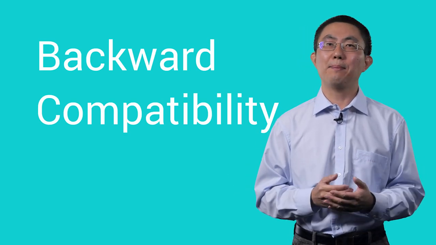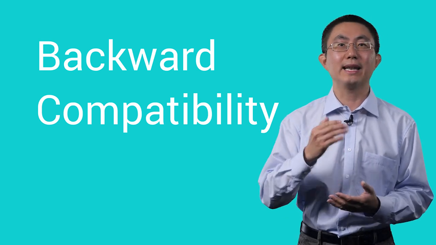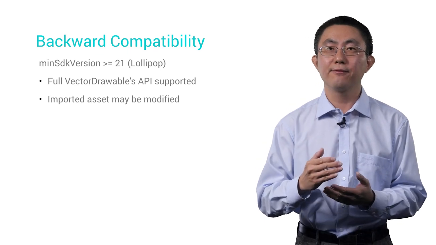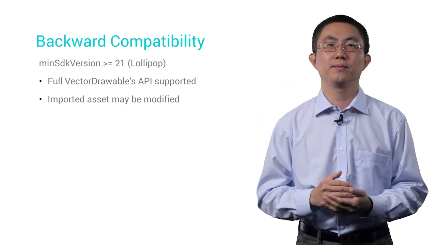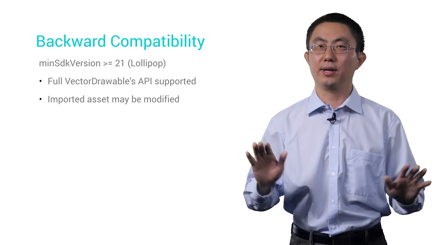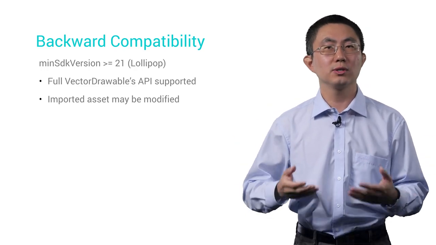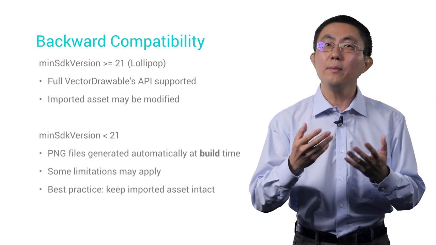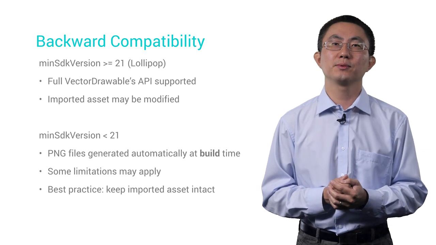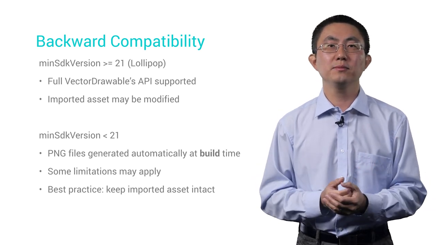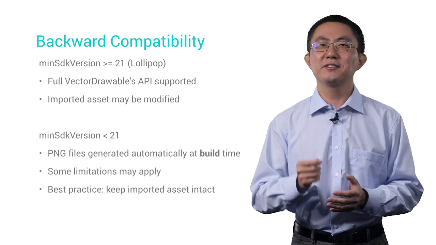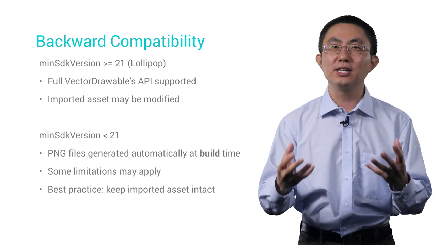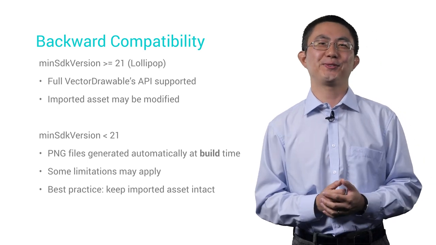Now, I will describe how the backward compatibility works and its current limitations. First of all, if your app is targeted for Lollipop or newer versions, then the full API spec is supported. Feel free to modify and use the vector drawable according to the spec. However, we know many of you are developing on older platforms. In order to support older platforms which don't have vector drawable, with some limitations I will mention later, our Gradle system will generate a PNG asset automatically for you.